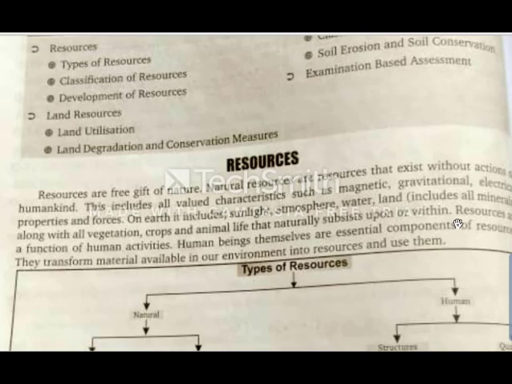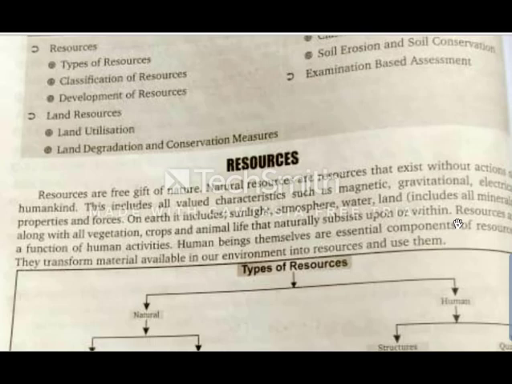First of all, I want to tell you that in your previous class, I think in class 8th, not 9th, you have studied about natural resources, in which resources have been divided into three parts. First natural resources, then second is man-made resources, and the third is human resources. Natural resources are also divided into two parts, biotic and abiotic.